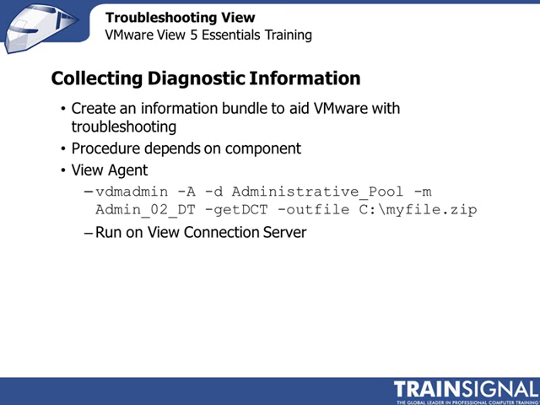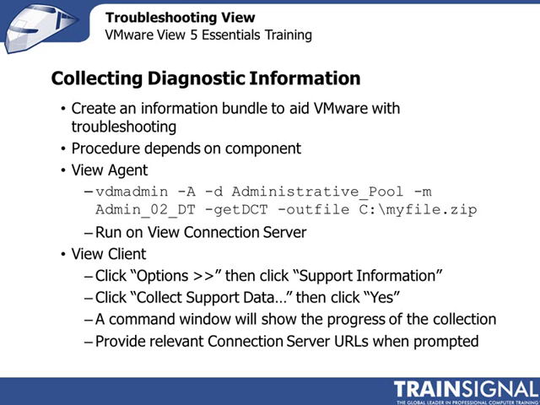For the View agent, you'll want to run the VDM admin command on the View connection server, which will automatically contact the View agent and pull down the information it needs. You'll simply need to identify the pool, the specific desktop within the pool, tell it to get the DCT, and then identify the output file that you want to place it in.